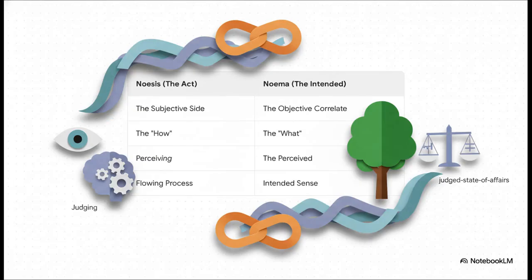This slide here just lays out that perfect connection. You can see how every noesis, every subjective act, has its own corresponding noema. The act of perceiving points towards the perceived object. The act of judging is aimed at a judged state of affairs. The takeaway is simple. You can never, ever have one without the other. They are two inseparable sides of a single moment of consciousness.